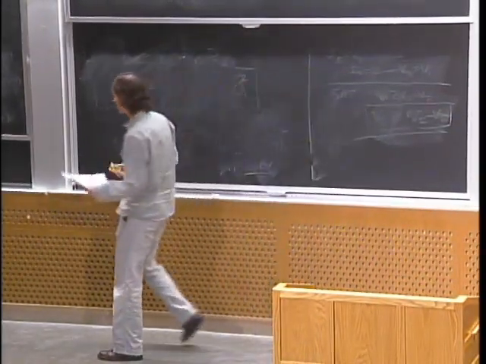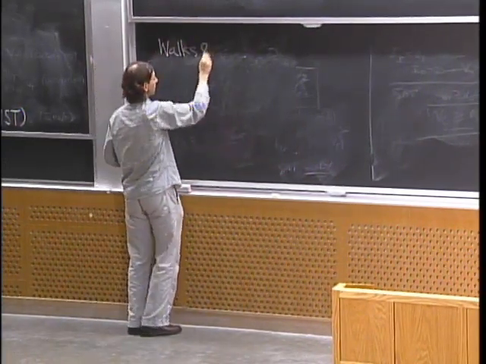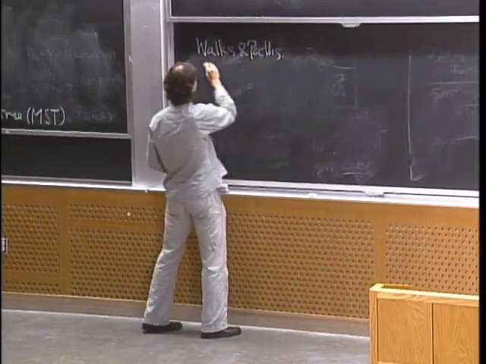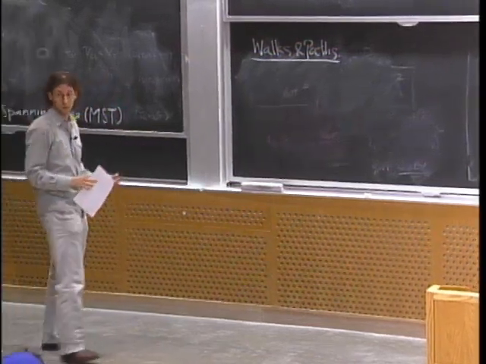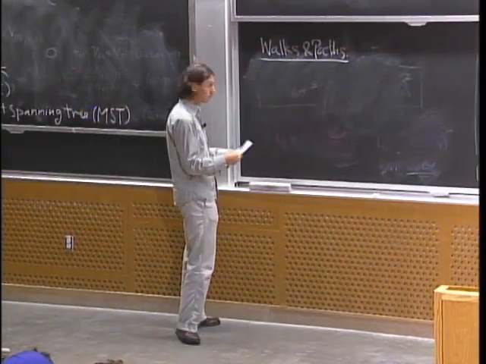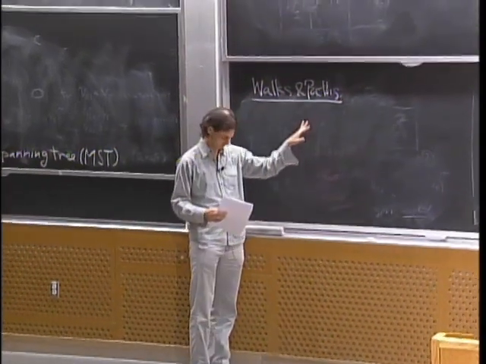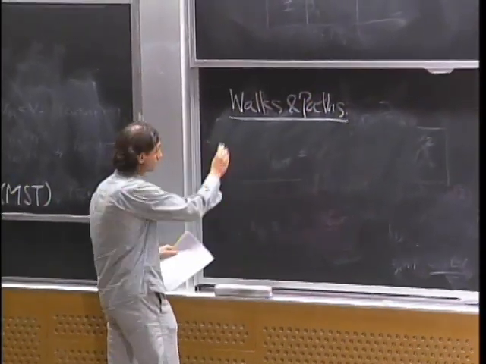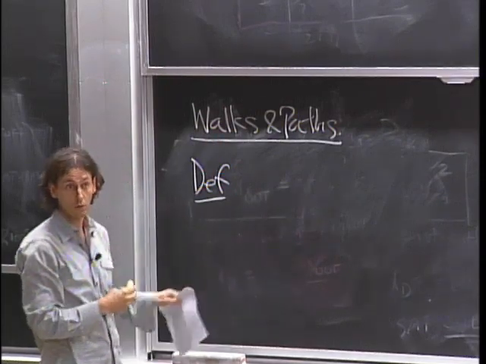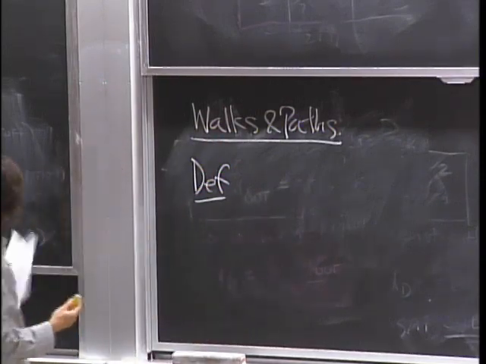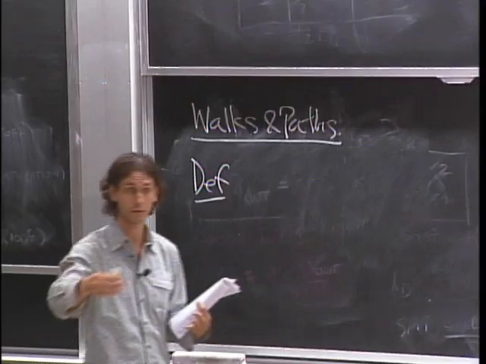So let's talk about walks and paths. So you've already seen a bit of graph theory. We talked about graph colorings and so on. But now we're going to talk about special types of graphs and special structures within such graphs. Well, let's start with the first definition. How do we define a walk? Well, a walk is something very simple. You walk from one vertex in the graph over an edge to a next vertex, and so on.